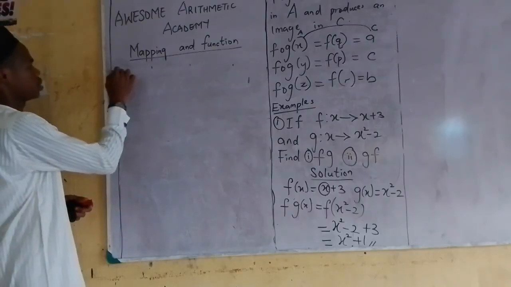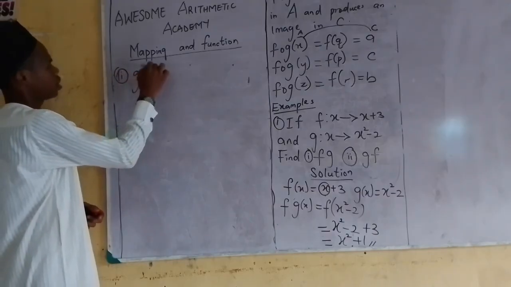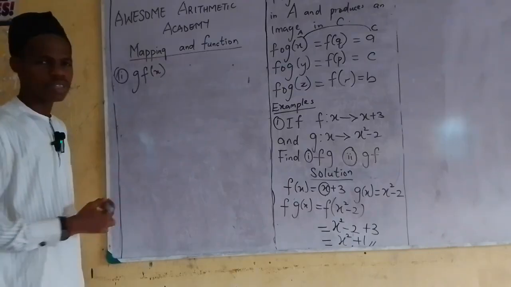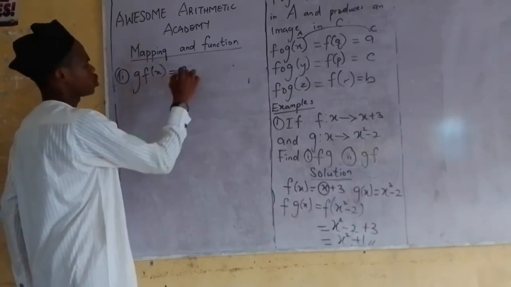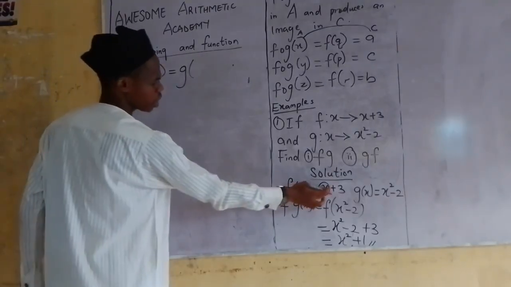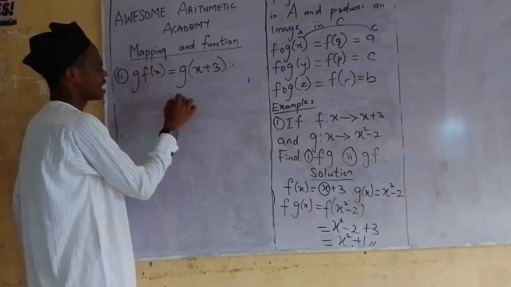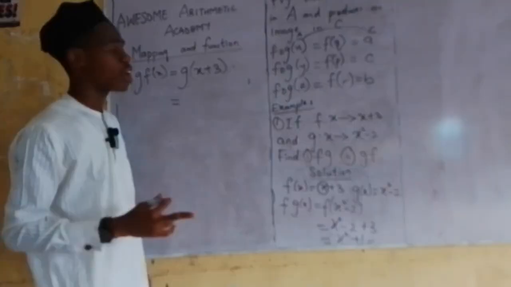So, which is the second part, g f of x. What does that mean? That is equal to g of f of x. What is f of x there? f of x was x plus 3. That will be g of x plus 3. Then now I'm looking for g of f of x, which is g of x plus 3.